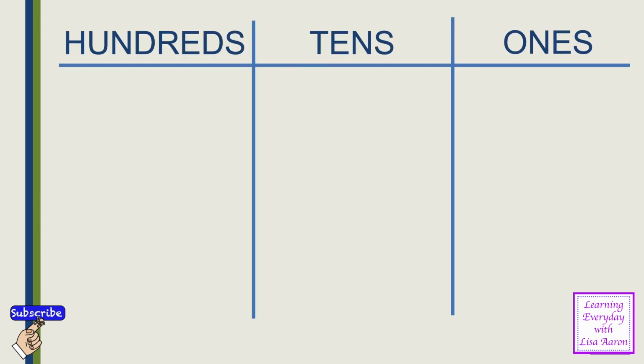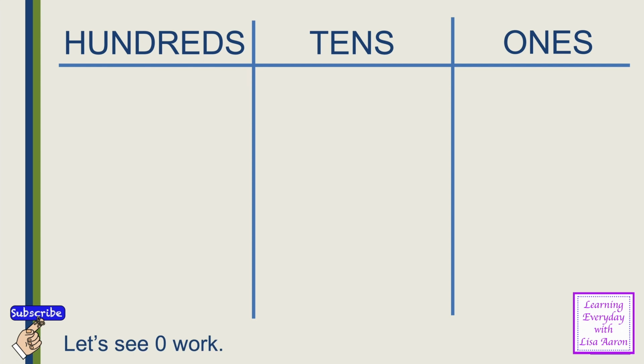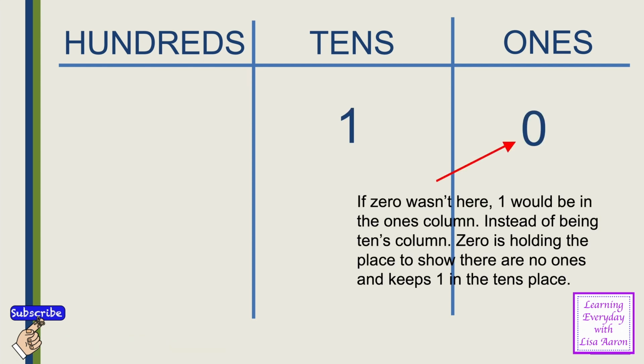Here we have a chart which indicates the ones column, tens column, and hundreds column. This can help us understand numbers better. This is a place value mat. Remember 0 as a placeholder. Let's see 0 work. If 0 wasn't there, 1 would be in the ones column instead of being in the tens column. 0 is holding the place to show there are no ones and keeps 1 in the tens place.